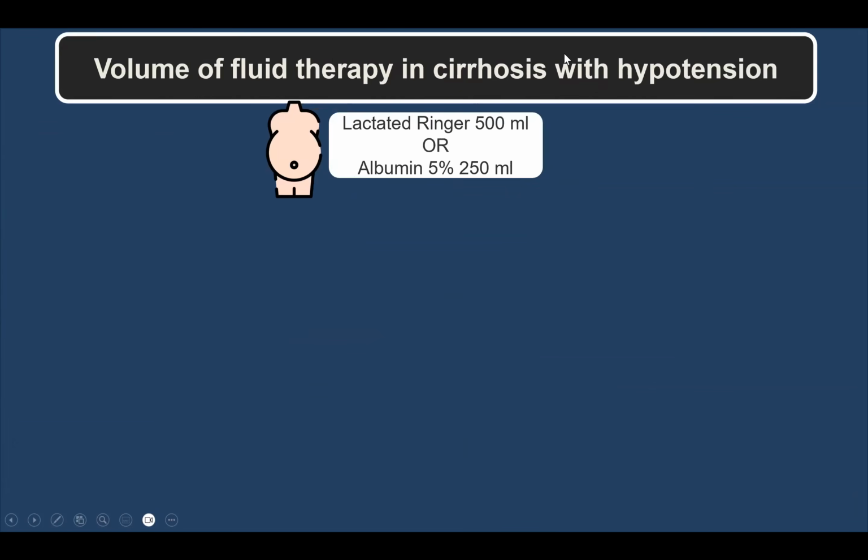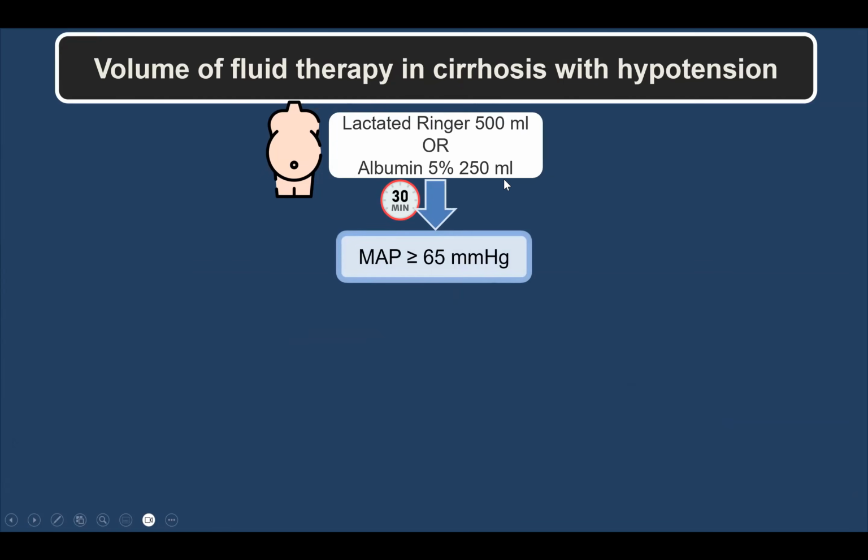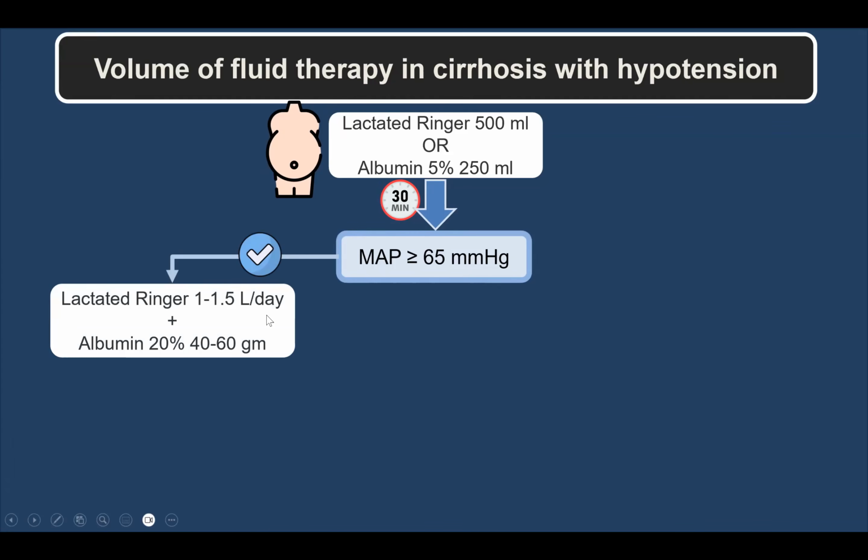And if we have a patient with cirrhosis and hypotension, we start with lactated Ringer 500 milliliters or albumin 5%, 250 milliliters. Then after 30 minutes, we check the mean pressure. If we are achieving this goal, we continue as maintenance fluid lactated Ringer of 1 to 1.5 liters per day plus albumin 20%, 40 to 60 grams.